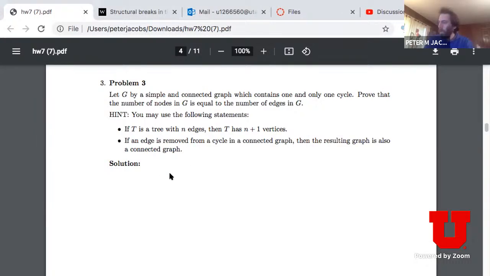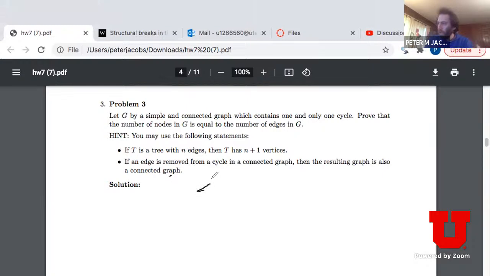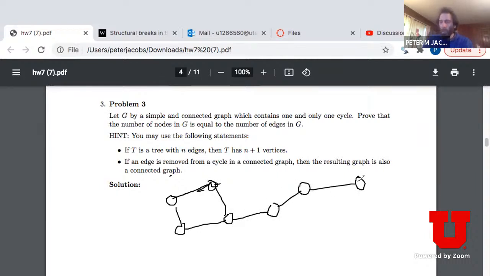Okay, so a picture is a great way to generate some intuition about how to move towards a proof. So let's start with a picture. You mentioned a circle, and what we're told is that the graph has exactly one cycle. So a cycle is definitely a part of the graph. This is just one example of a graph that contains one and only one cycle, and we want to show that it has the same number of nodes as it does edges.